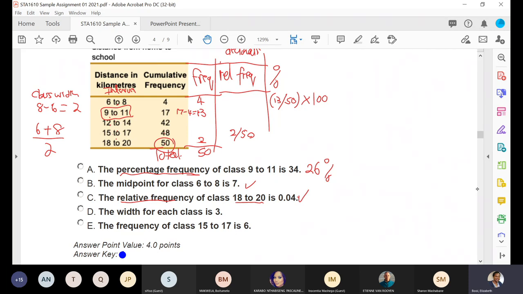The width of the class is 3. We calculated that there, and it is 2, so that is incorrect. So we already have 2 incorrect answers. The frequency of class 15 to 17, which means we're looking for the frequency of class 15 to 17, the same thing that we did with 50 minus 48, you can calculate it by saying 48 minus 42 will give you the frequency. So 48 minus 42? 6. Which is 6. We can also find the frequency for that, which will be 42 minus 17, which should be 30.